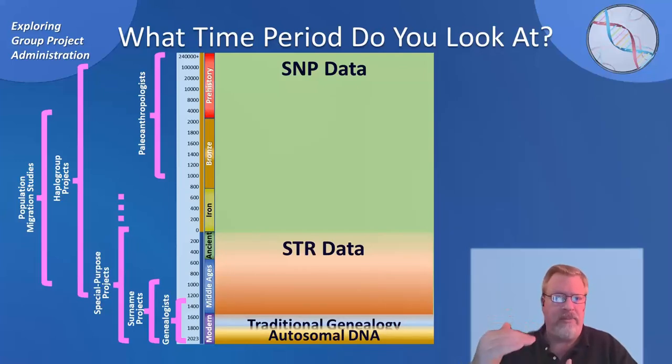Now we start getting a little bit closer to present day. We start talking about the special interest projects, the surname projects, and genealogy, which has concerned itself in the past, at least, with the time of records and when we could name ancestors. And so that's where the overlap comes in between traditional genealogy, STR data, and SNP data.